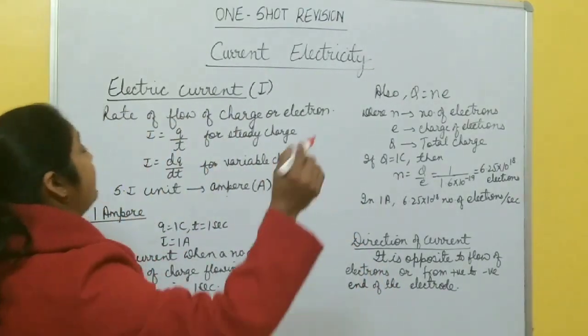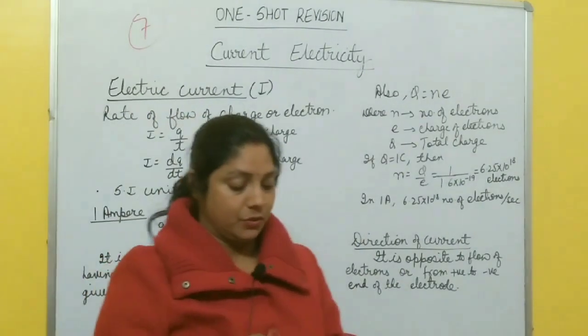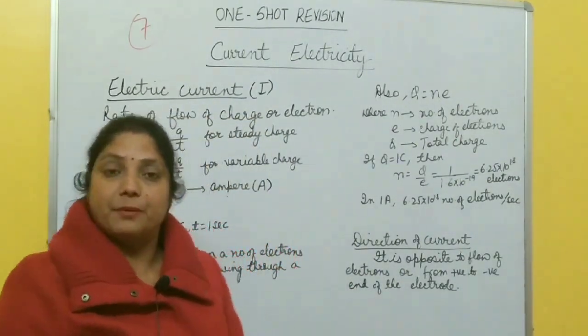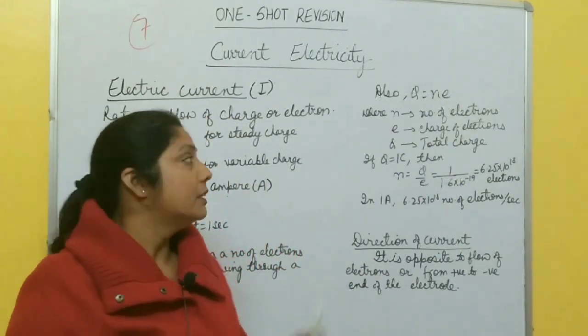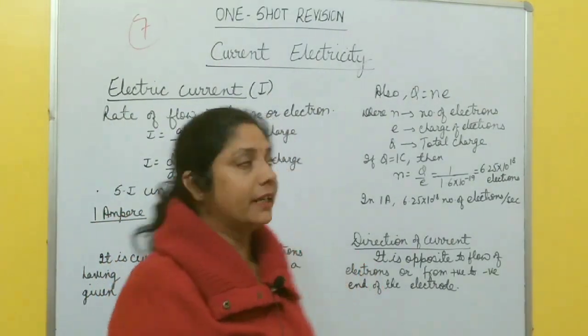This chapter is very important because this chapter alone consists of 7 marks. So you must prepare this chapter for board exams, and I hope this one short revision will help you. Let us start this chapter, current electricity.